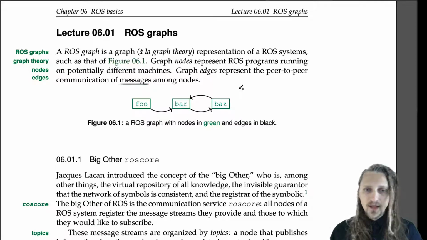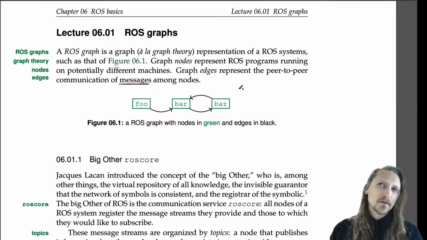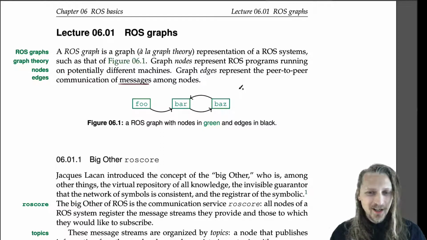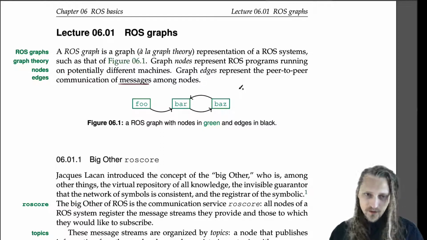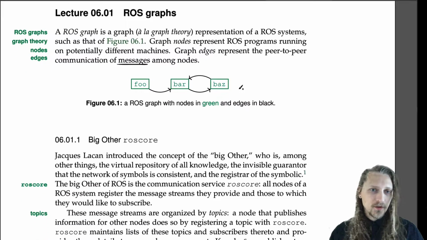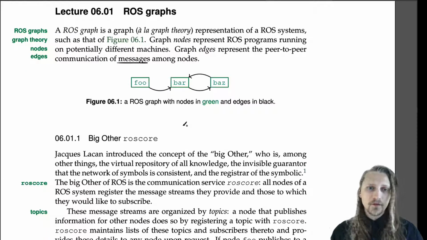Okay, so that's basically a ROS graph. It's pretty straightforward, and hopefully you're familiar with some graphs of graph theory with nodes and edges, and that sort of graph structure will make sense to you.